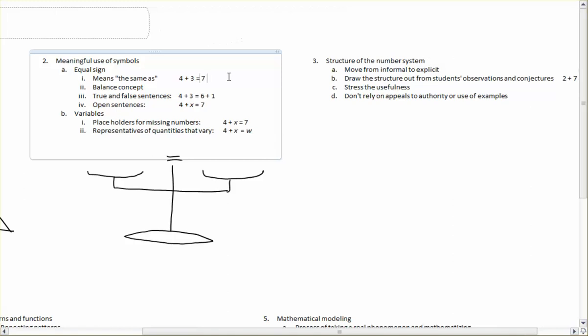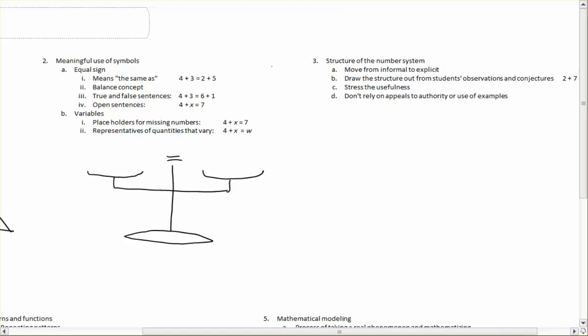But the equal sign really means the same as. So 4 plus 3 is 7 is equal because 4 plus 3 is the same as 7, but I could have other things there as well, like I could have, for example, 2 plus 5. And that would be a perfectly valid mathematical sentence because 4 plus 3 is the same as 2 plus 5.